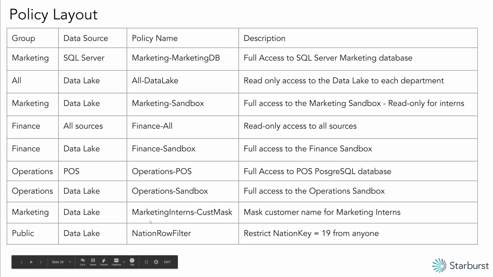And then we also have two masking policies here. So we want to mask for the interns. We showed you that already for the customer name. And then we want a row filter to restrict anybody that's looking at nation key equals 19. So next we'll go into Ranger and we'll show you some of these.